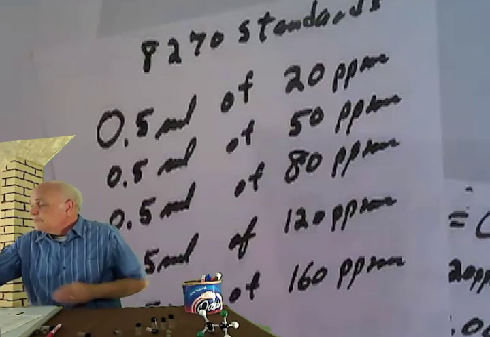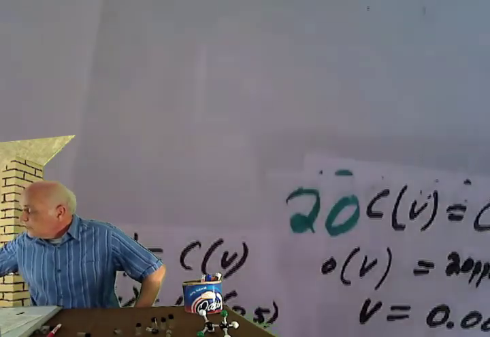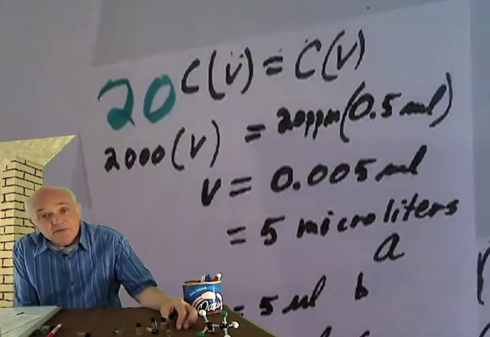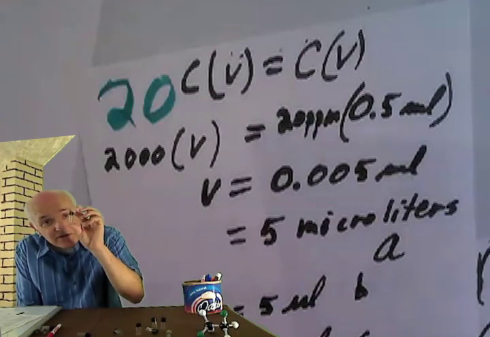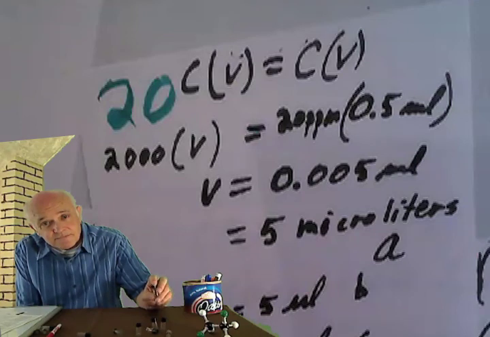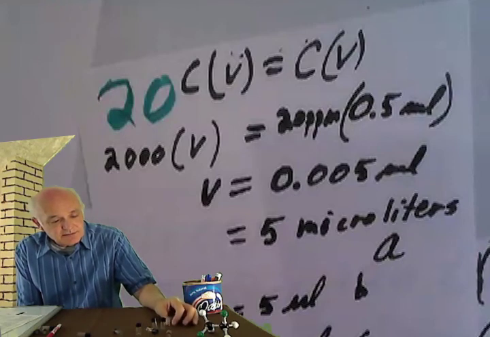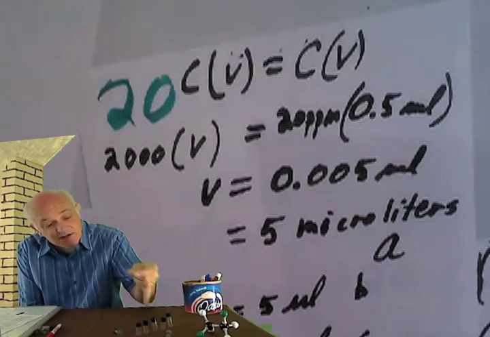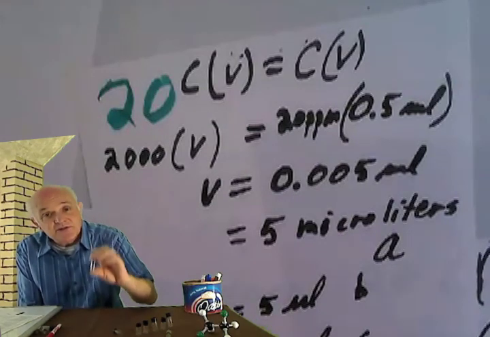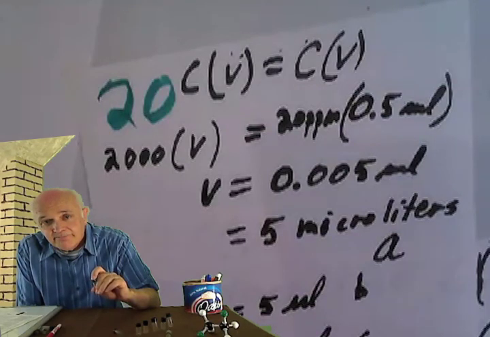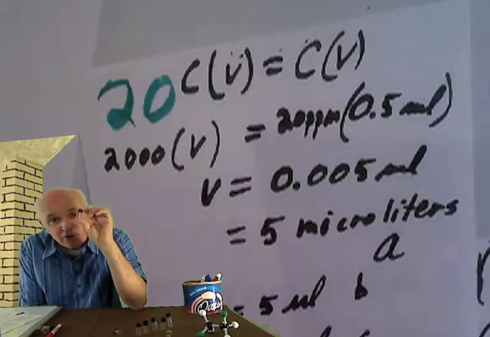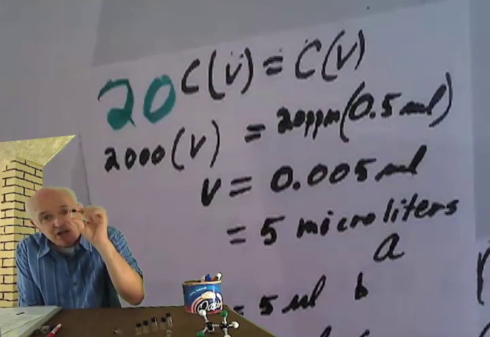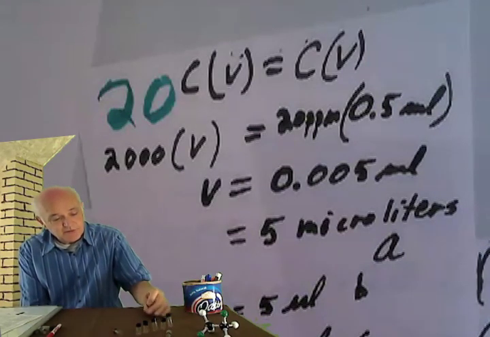So how are we going to do this? Let's start with our 20. Because we want to make a 20 standard, and we want a 0.5 mil total, and we want to put it in one of these vials. We want it made, these guys diluted appropriately, such that it comes out as 20 parts per million. These are at 2,000 parts per million. We want to dilute these five guys down equally so that when we're done, we'll have 20 parts per million and a half a mil total.